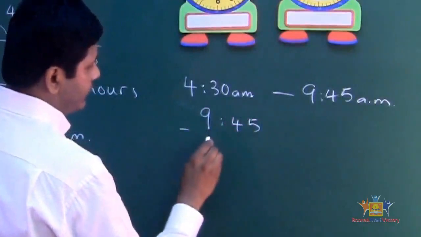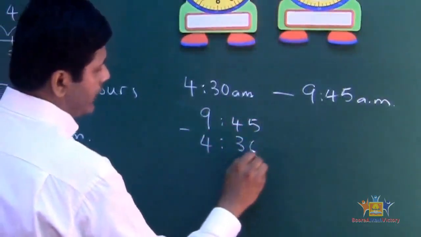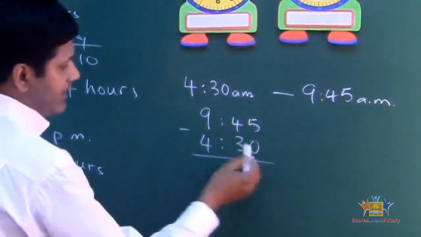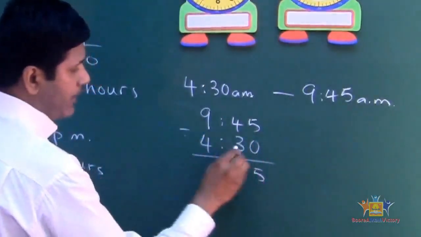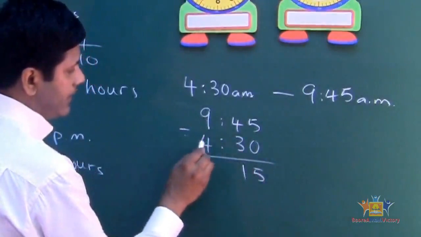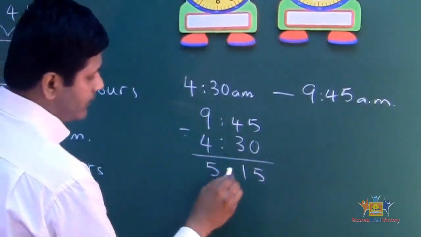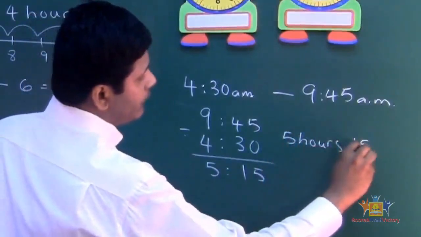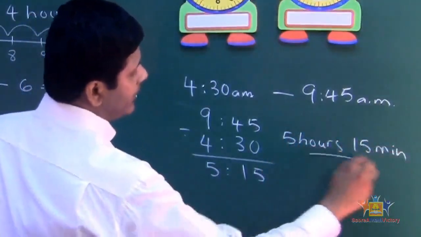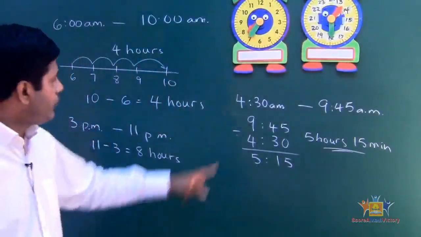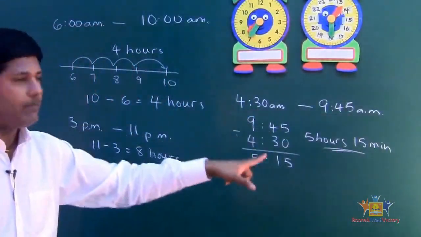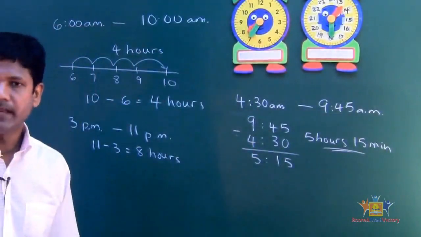9:45 minus 4:30. Make sure you line them up right. 5 minus 0 is 5, 4 minus 3 is 1, 9 minus 4 is 5. So that means it's 5 hours and 15 minutes. That's the answer. The interval from 4:30 to 9:45 AM is 5 hours and 15 minutes.